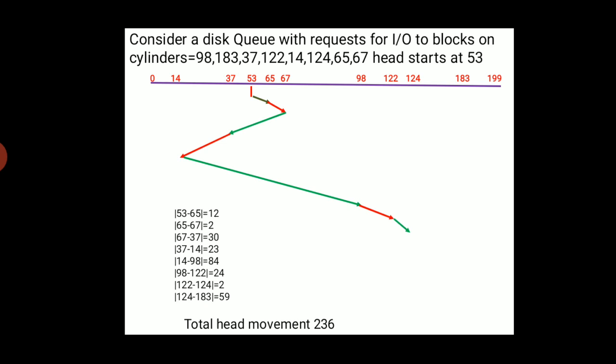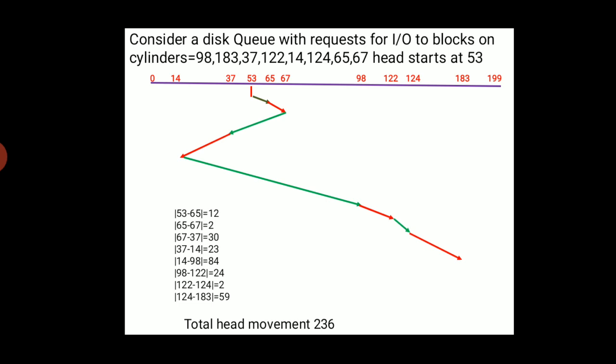The remaining last request is 183, and that is the minimum seek time from 124. So from 124 the read-write head will move to location 183. So this is the graph with respect to the SSTF algorithm.